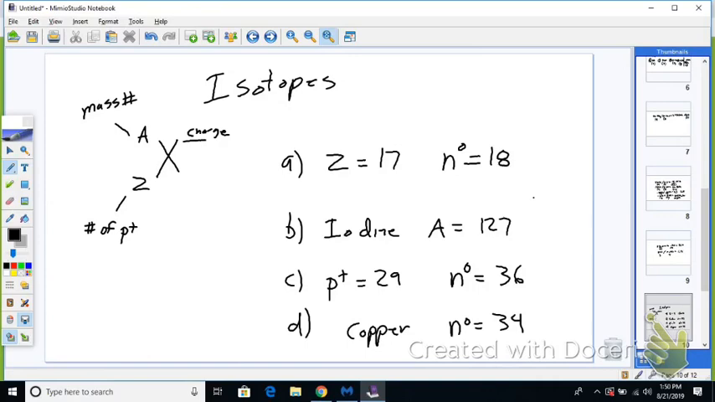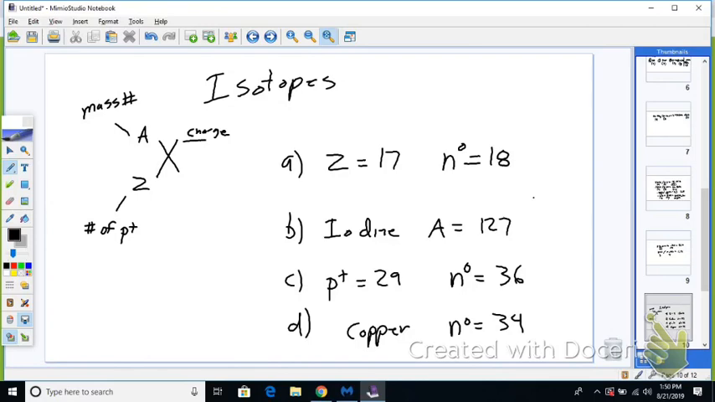Okay, so I'll do the first one for you, and then from that I want you to try to do B, C, and D. So on the first one, which of the two do I look at to find X? So I got to find out what symbol it's talking about. So what X is. Do I look at the neutron number or Z, which is the number of protons?